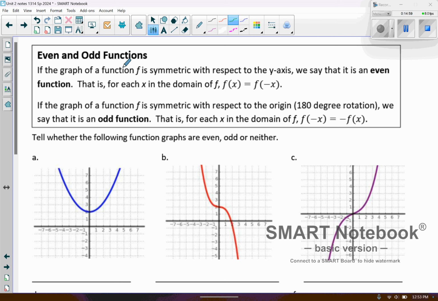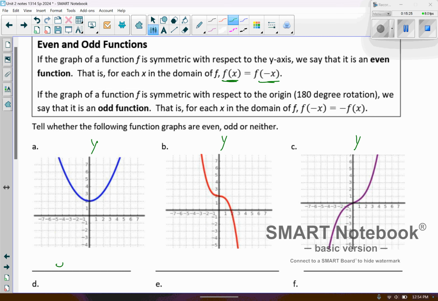Right here it says if the graph of a function f is symmetric with respect to the y-axis, and this is our y-axis right here, so if the graph is symmetrical with the y-axis, we say that it is an even function. That is, for each x in the domain, f of negative x is equal to f of x. That's what I was talking about on the other page. So, for example, a would be an even function.